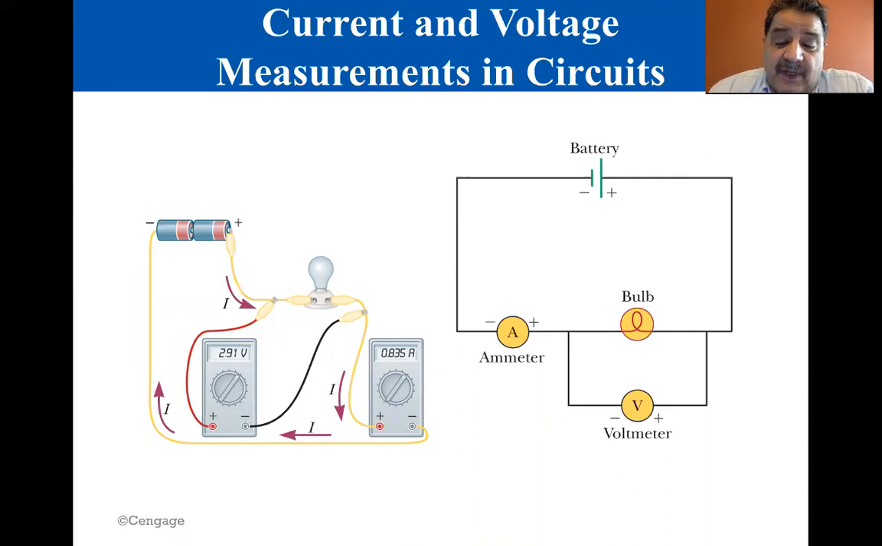Now, on the other hand, if you look at the ammeter in line with the bulb and the voltmeter for that matter, the ammeter should have very low resistance because you don't want it to affect the current flow that much. So a voltmeter should have high resistance and an ammeter should have low resistance.